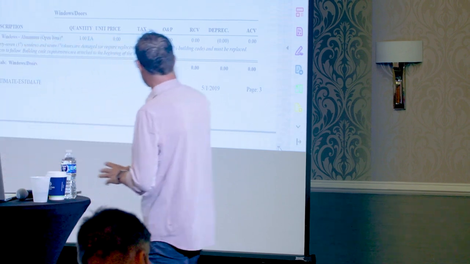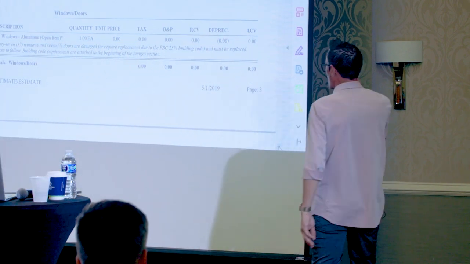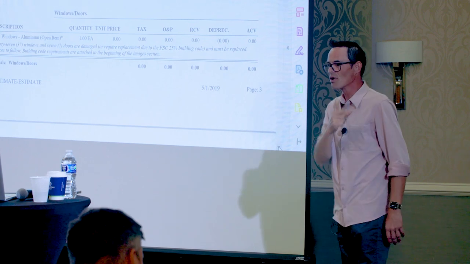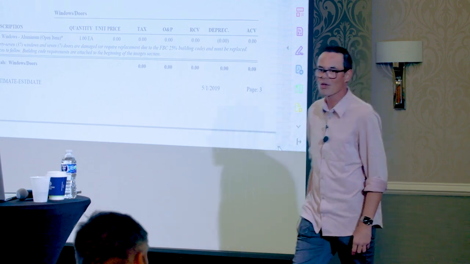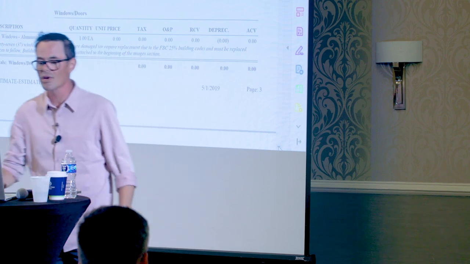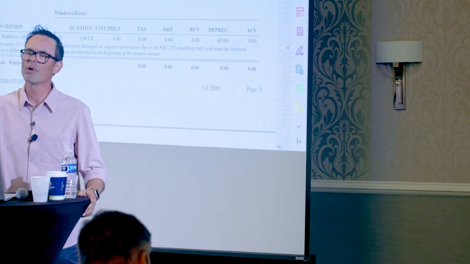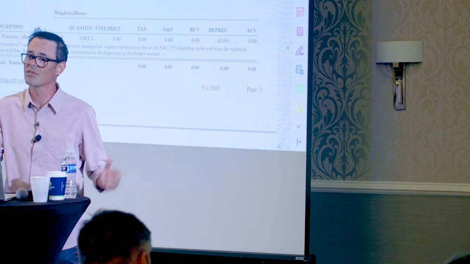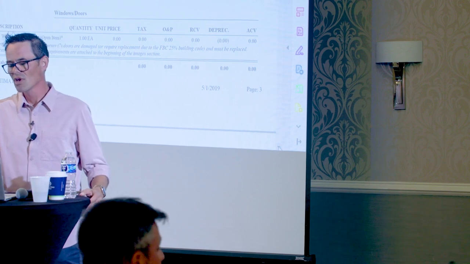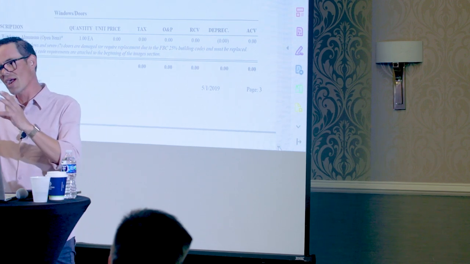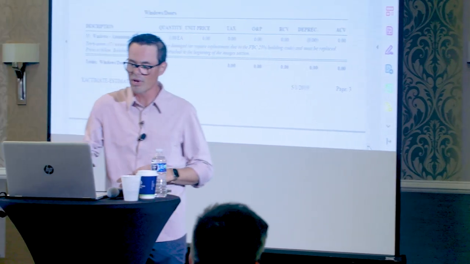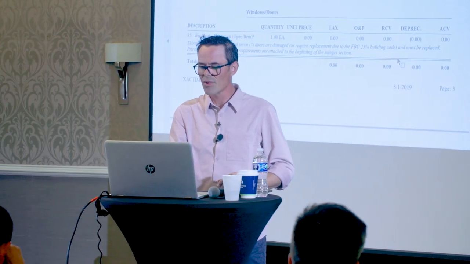But anyway, 37 windows, 7 doors are damaged. Amount, zero. It's an open item. Prices to follow. We don't know the prices yet. And we didn't either because they had Pella and we were going with Anderson, which is actually even a little bit less, windows. And we were waiting for them to get us all the specs and all the prices, their bid, right? So that was a true statement.